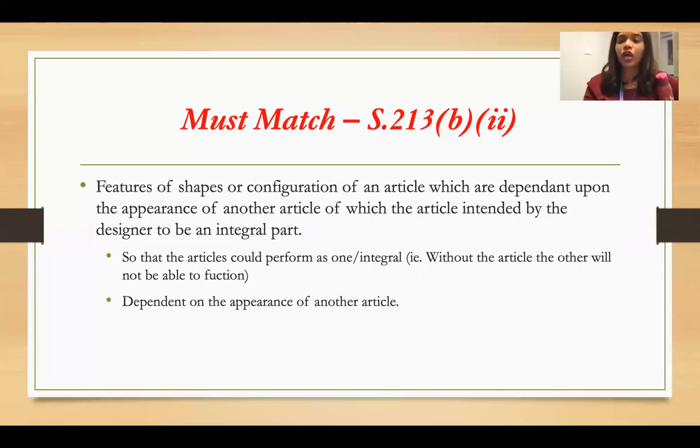So when you look at must match, what is very important here is the integral form. I'll give you an easy example. The example here would be a car. Why would I use a car? A car has so many parts, correct? It has the steering wheel, the rear mirror, the side mirror, the door, the seat, the bonnet, it has a lot of parts in the car, right?